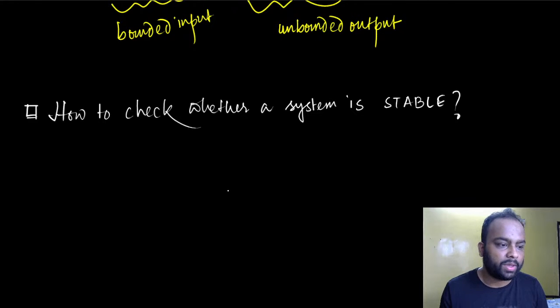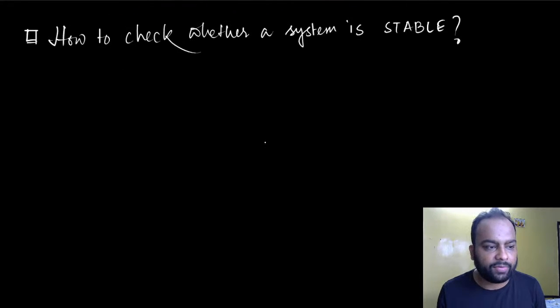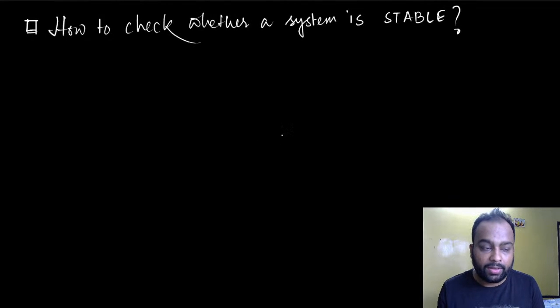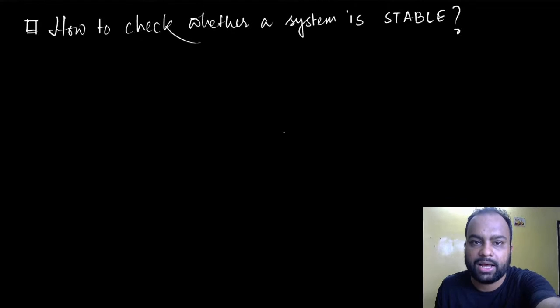So no. The point being that if a system is stable, we can only verify that by feeding every possible bounded input to it and checking whether the output is also bounded. But in order to prove that a system is unstable, if we can just figure out even a single bounded input for which the output is unbounded, then we can say that the system is unstable.